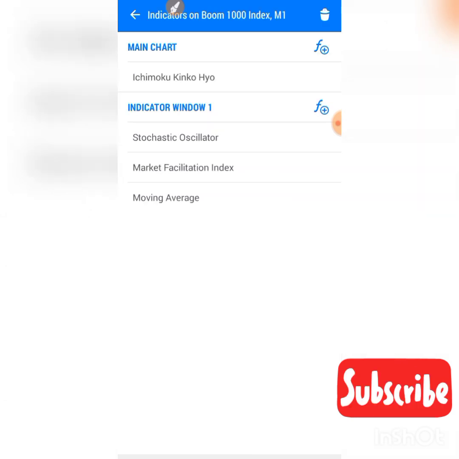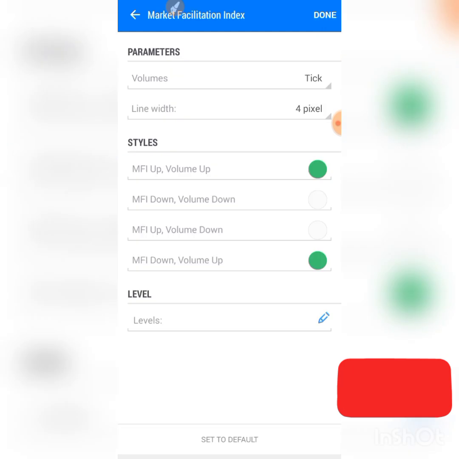The other indicator, very vital, is the Market Facilitation Index. That one is the last indicator in your indicator window. So if you pick it, you add it up. So these are the parameters. The volume is tick. The line we do it 4 piezo.